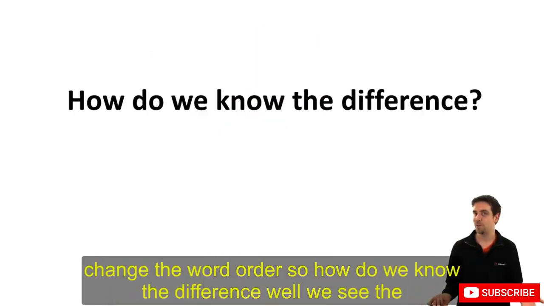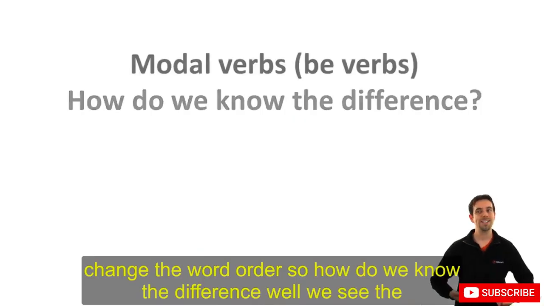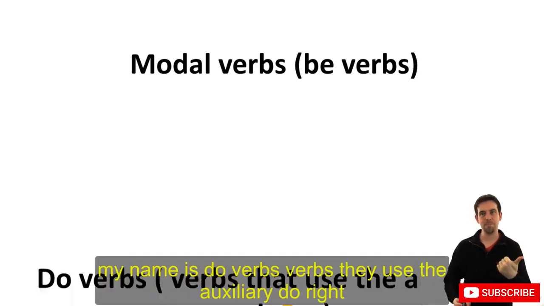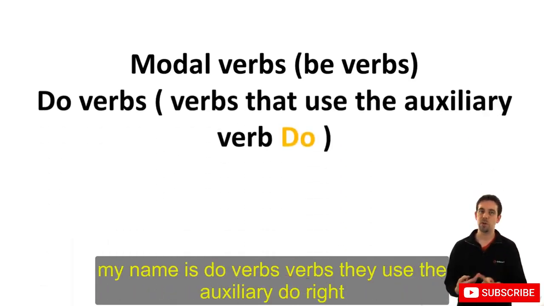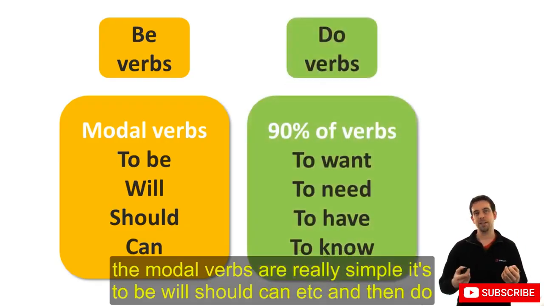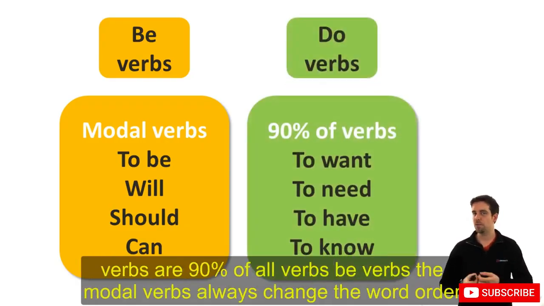So how do we know the difference? Well, we see the differences again, the 2 kinds of verbs. One is modal verbs or be verbs, which is my name. And the other one is do verbs, verbs that use the auxiliary do, right? The modal verbs are really simple. It's to be, will, should, can, etc. And then do verbs are 90% of all verbs.